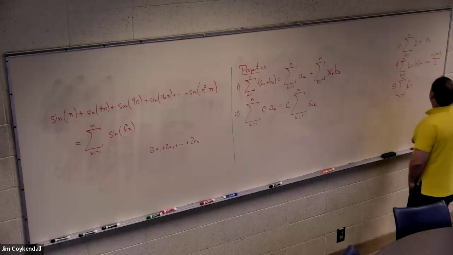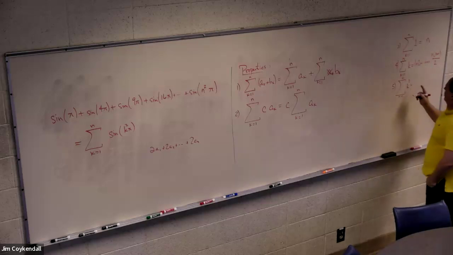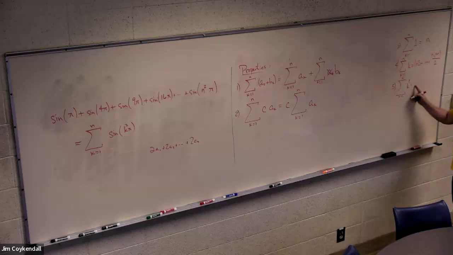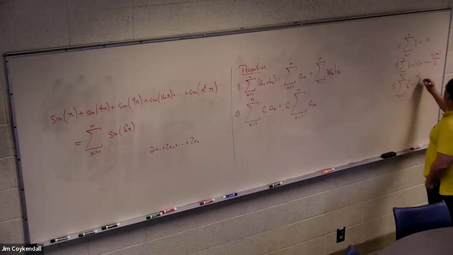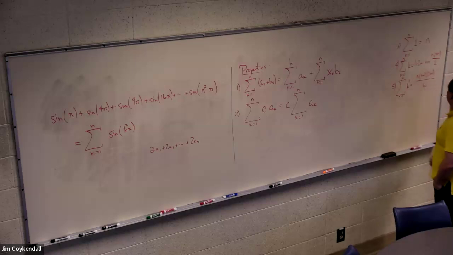Squared. This is one plus 4 plus 9 plus 16 all the way up to n squared. This is n times n plus 1 times 2n plus 1 over 6.